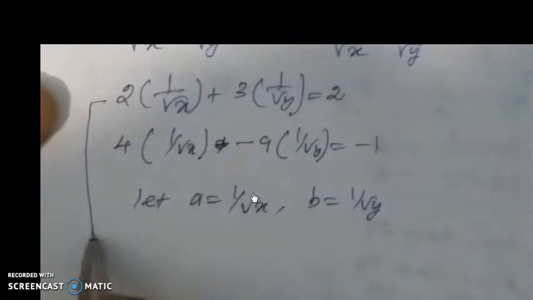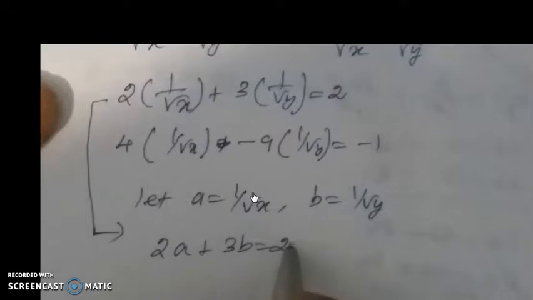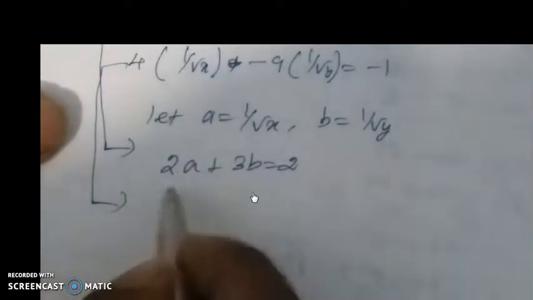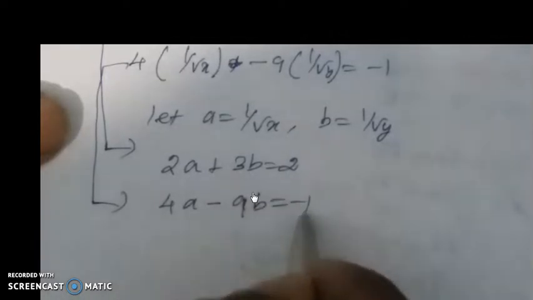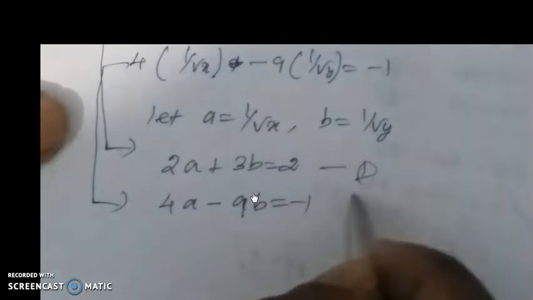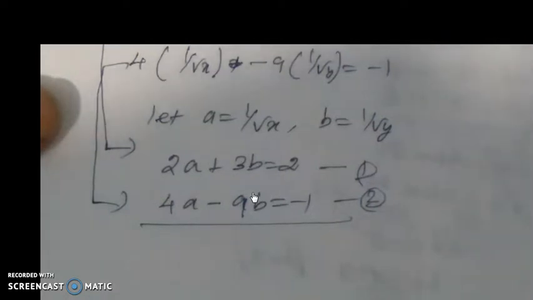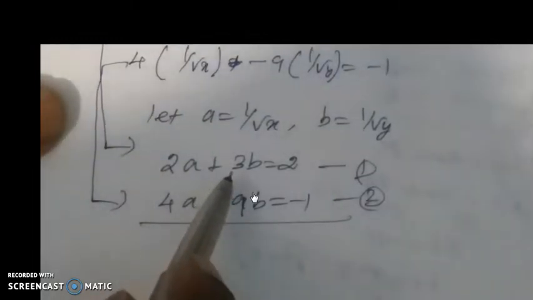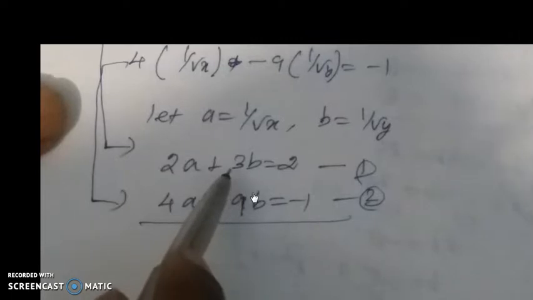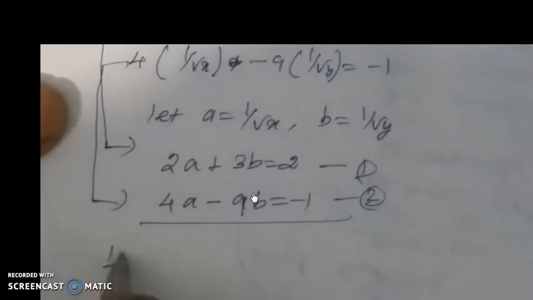So the first equation will become 2a plus 3b equals 2, and the second one will become 4a minus 9b equals minus 1. This is equation number 1 and this is equation number 2. Now we are going to solve these two equations by any method. I am going to eliminate the variable b. The coefficients are 3 here and 9 here, so it is enough to multiply equation 1 by 3.